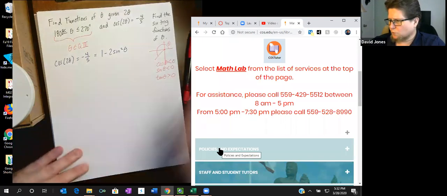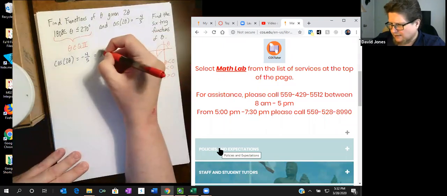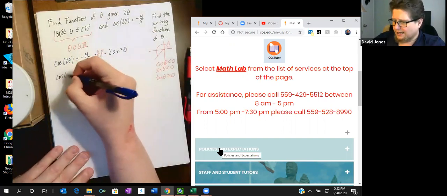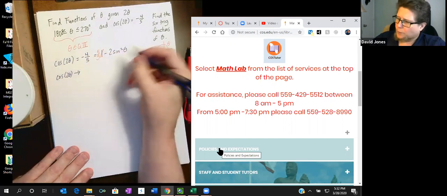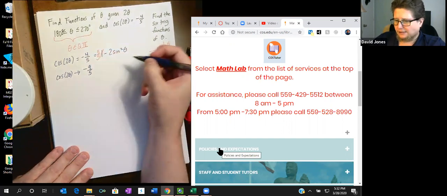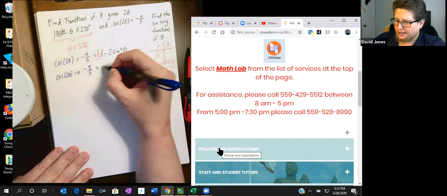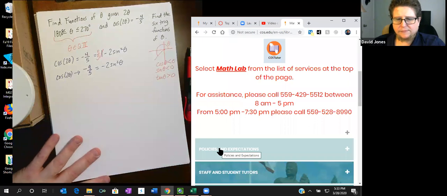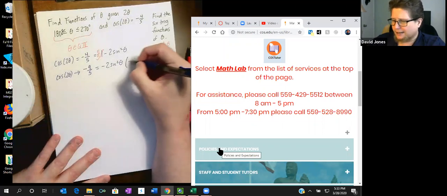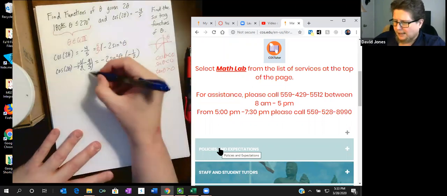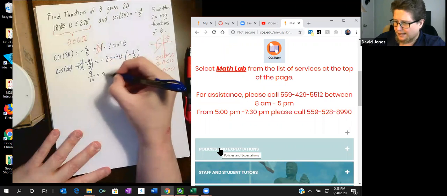So I'm going to rewrite this 1 as a 5/5 so that I can subtract it over. If I subtract it over to the left, we have -4/5 minus 5/5 is -9/5. And that equals -2 sine squared theta. We divide by -2 or multiply by -1/2. And I get 9/10 equals sine squared theta.